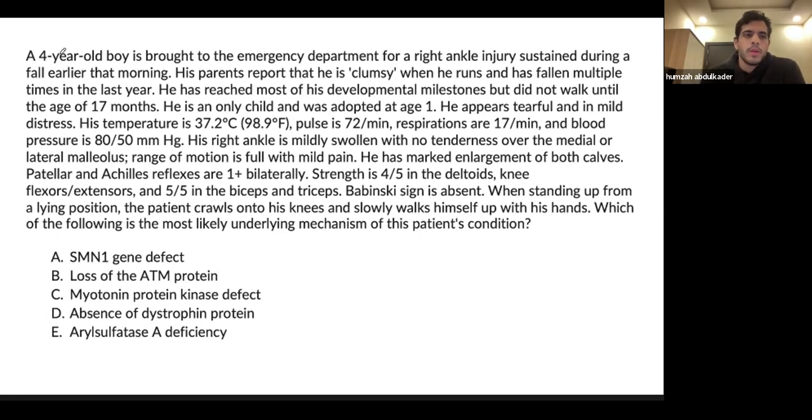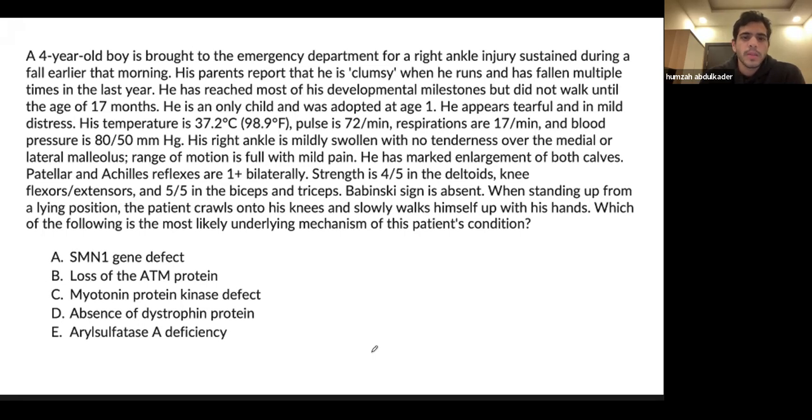A 4-year-old boy is brought to the emergency department for a right ankle injury sustained during a fall earlier that morning. His parents report that he is clumsy when he runs and has fallen multiple times in the year. He has reached most of his developmental milestones, but did not walk until the age of 17 months. He's an only child and was adopted at the age of 1. He appears tearful and in mild distress. His temperature is 37, pulse 72, respiration 17, and blood pressure is 80/50.